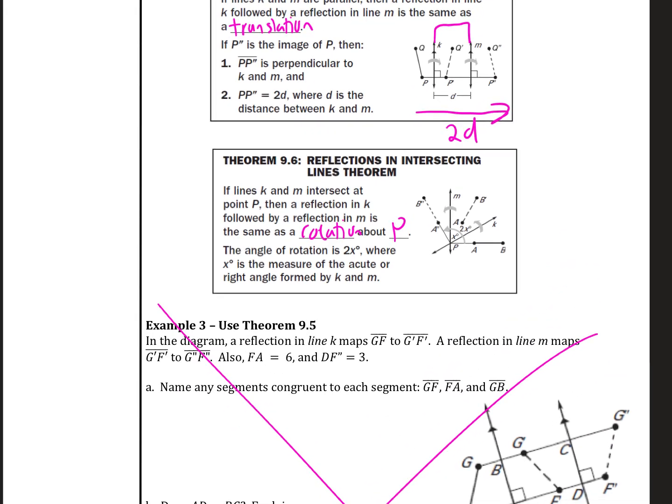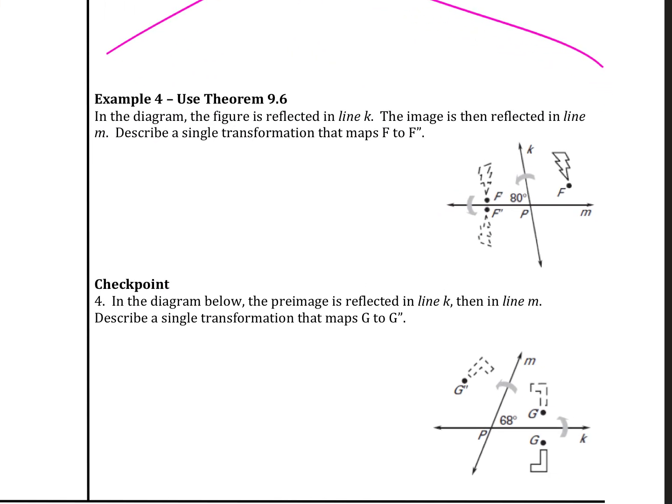Basically, if you reflect over intersecting lines, the angle of rotation is going to be 2 times the angle between the lines. So whatever the angle is between the intersecting lines, the rotation after you reflect over them twice is going to be double that angle. So if we reflect over these intersecting lines, K and M, and the angle between them is 80 degrees, what's the rotation going to be? It's going to be double that angle. What's 2 times 80? It's a 160-degree rotation. Ta-da! That's it.